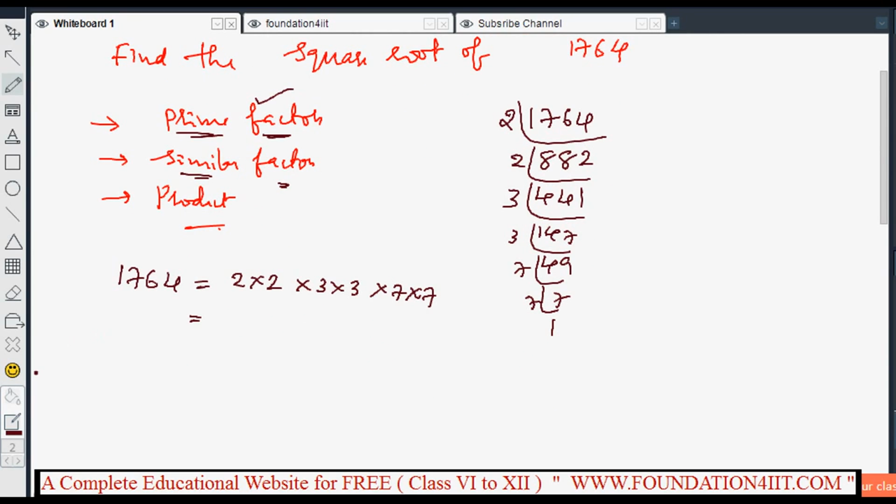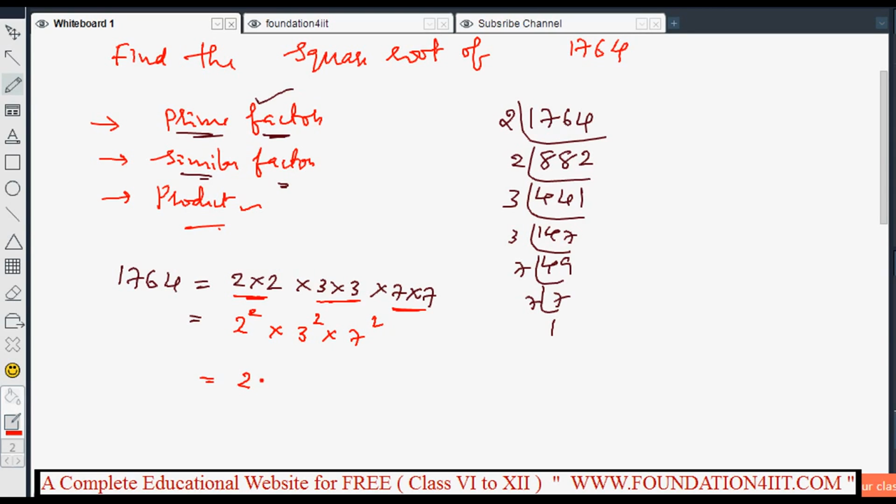3 3, 2 2 we should take. That is, this is 2 two times, 3 two times, 7 two times. Then the final step is the product. That means the product of prime factors, chosen one out of every pair. One out of every pair you have to choose. So generally you can write 2 square into 3 square into 7 square.